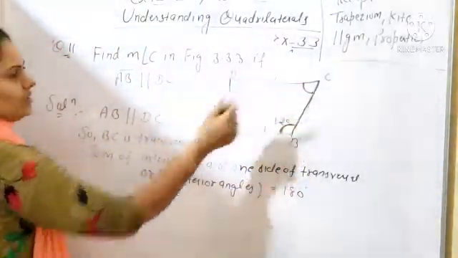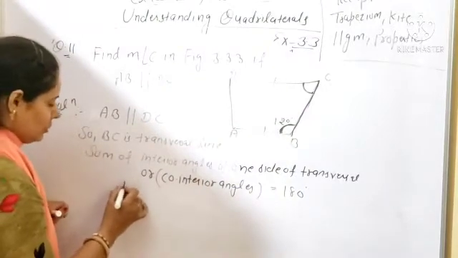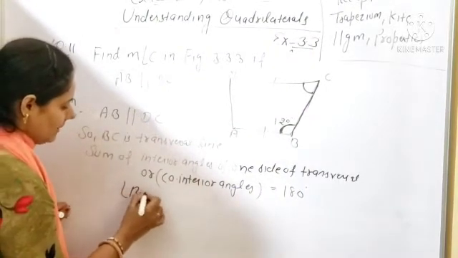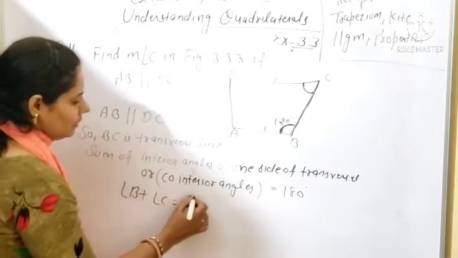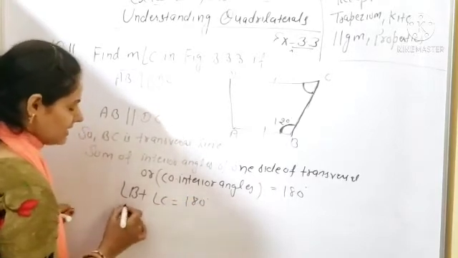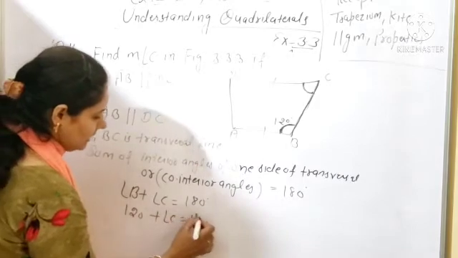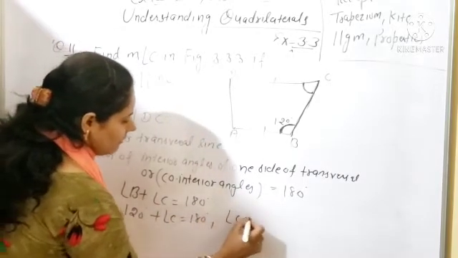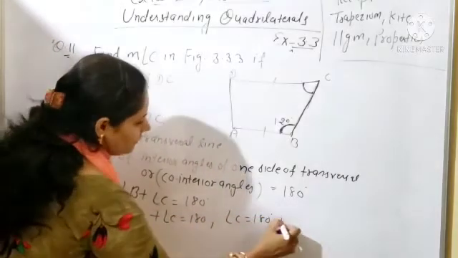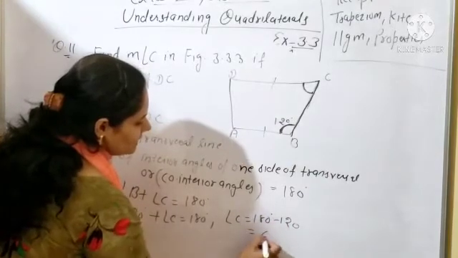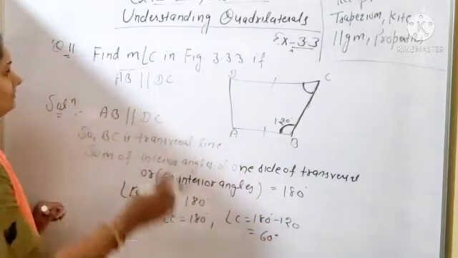Now this one angle is given, so you can easily find out the other angle. So you can write angle B plus angle C will be equal to 180 degree. Angle B is given 120. So 120 plus angle C is equal to 180. So angle C will be equal to 180 minus 120. So you can say angle C will be equal to 60 degree.